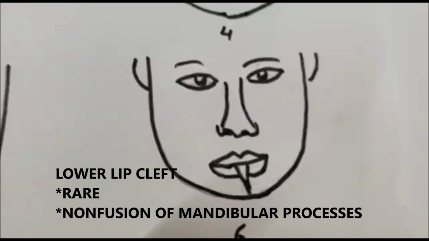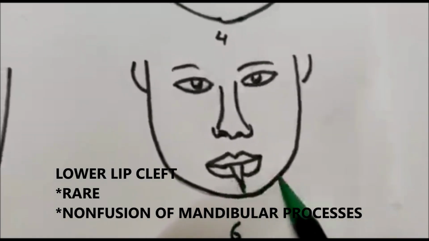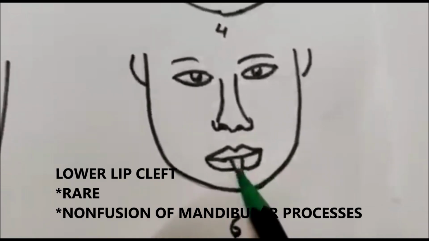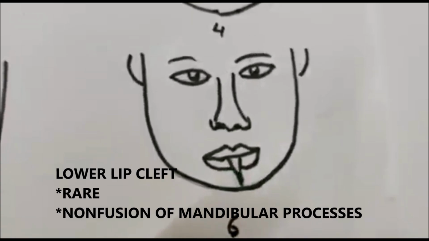This is a cleft in the lower lip, because when the two mandibular processes do not meet, they may cause a cleft in the lower lip. This is also a very rare condition.